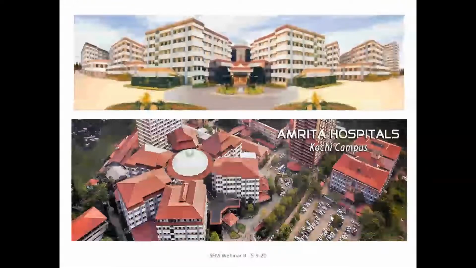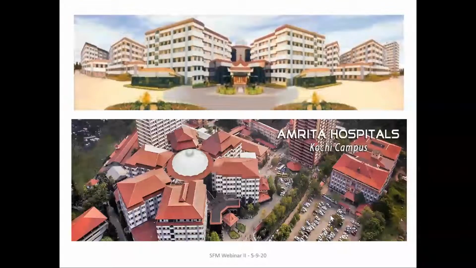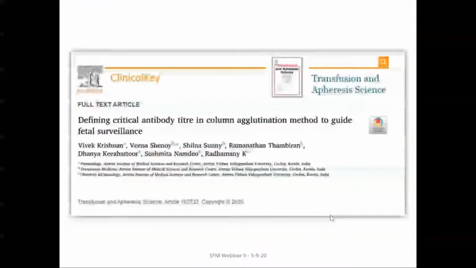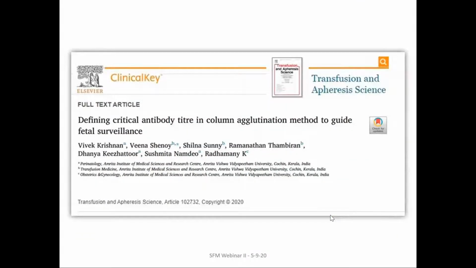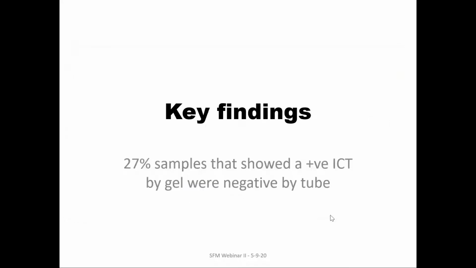Now, we at our hospital teamed up with our transfusion medicine expert and the OBG department and tried to address this particular issue. And finally, we came out with a publication that was published early this year in the Transfusion and Apheresis Science Journal, which is regarded as a white journal for transfusion medicine experts, where we tried to define critical antibody titer by the column agglutination, which is the gel method, to guide fetal surveillance.